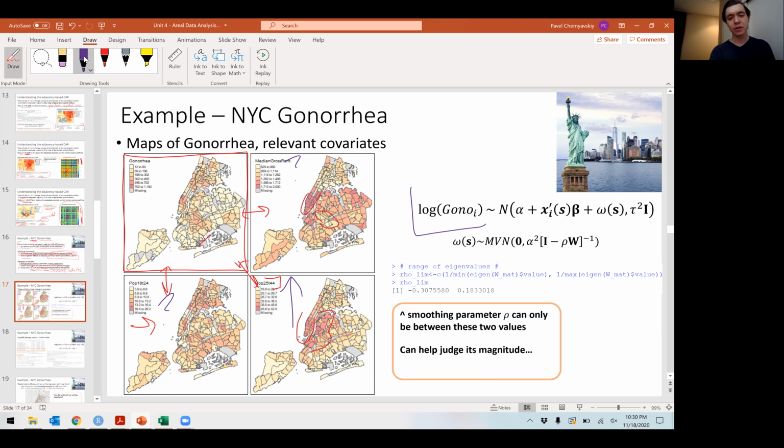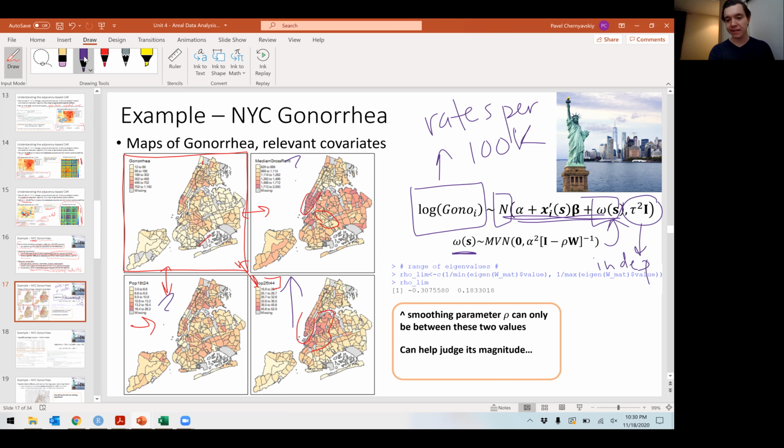Okay, I'm taking the natural log of the gonorrhea rates. Again, these are rates per 100,000 people. I have a normal distribution. I'm including my spatial effects into the mean. And then on this scale, this is just independent. What I'm saying is, once I account for my spatially structured latent effects, what is left over is random noise. And I'm comfortable with that. This is that conditional way of specifying a normal spatial model.